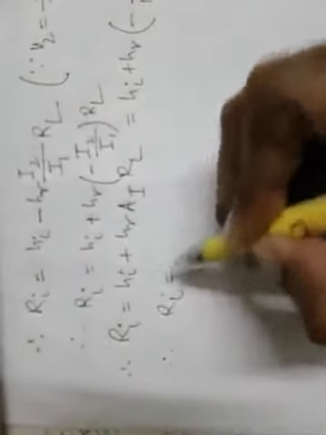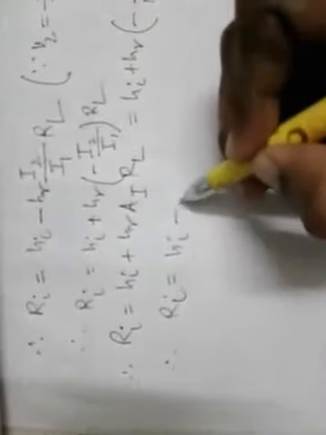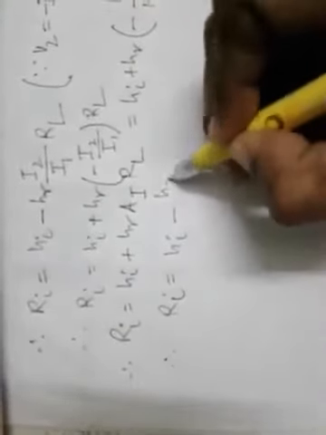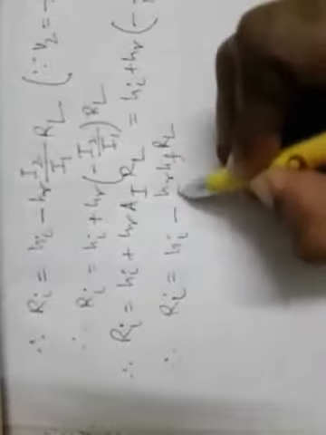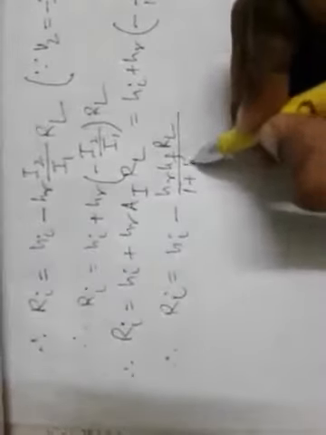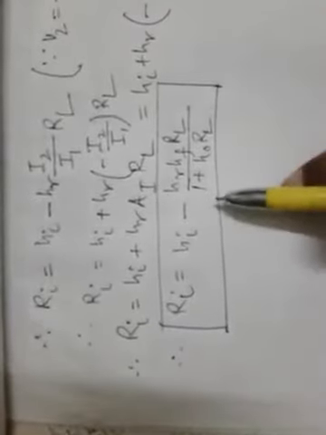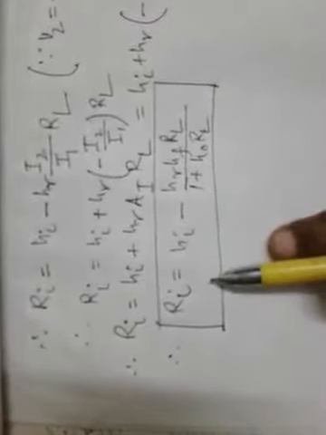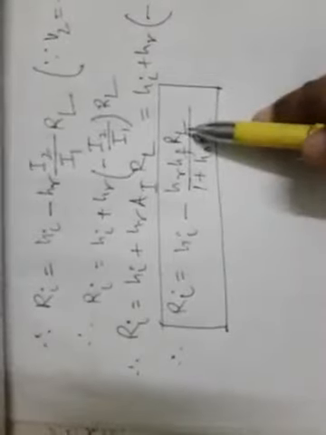Into RL. So therefore Ri is nothing but Hi minus HR Hf RL divided by 1 plus Ho RL. So this is the expression for input resistance. From this expression we can observe that Ri, that is input resistance, is dependent on load resistance RL.